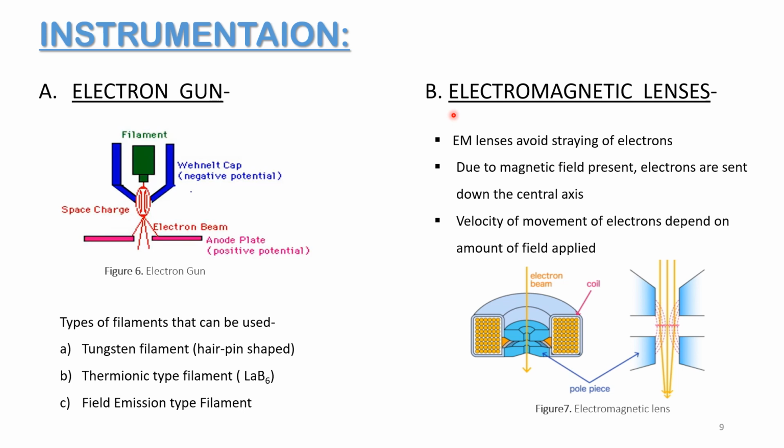Electromagnetic lenses avoid the straying of electrons in different directions because the electromagnetic lens has a magnetic field present around it. When the magnetic field is present around it, it forces the electrons to pass down the SEM column along the central axis and avoid straying in different directions. Also, the velocity of the movement of the electrons depends upon the amount of field applied.